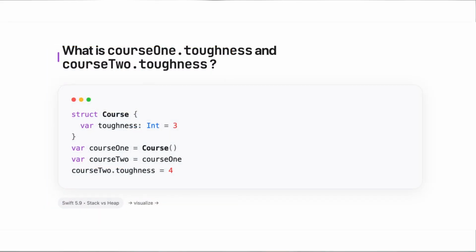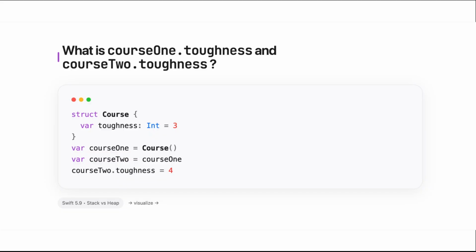What will be the value of course1.toughness and course2.toughness? Let's run it. We have a struct Course with toughness 3. Line 2, var course1 = Course(). We create an instance on the stack. Toughness is 3. Line 3, var course2 = course1. This is the key. Because Course is a struct, it is a value type. Swift doesn't share it. It creates a completely independent copy at a new memory address.